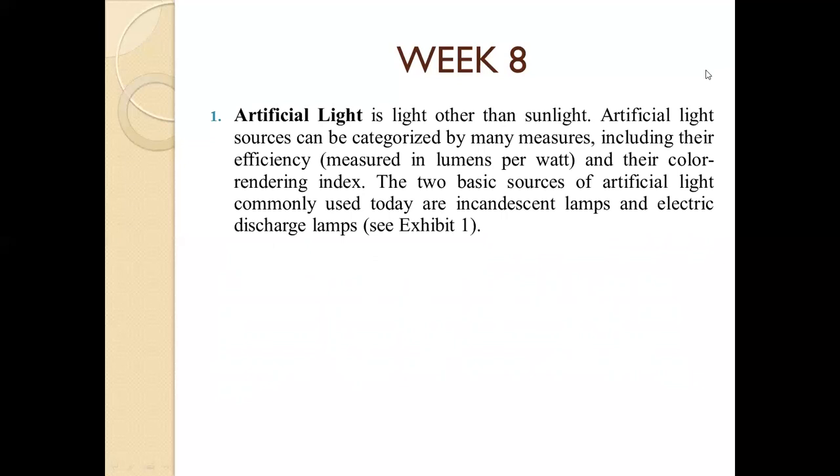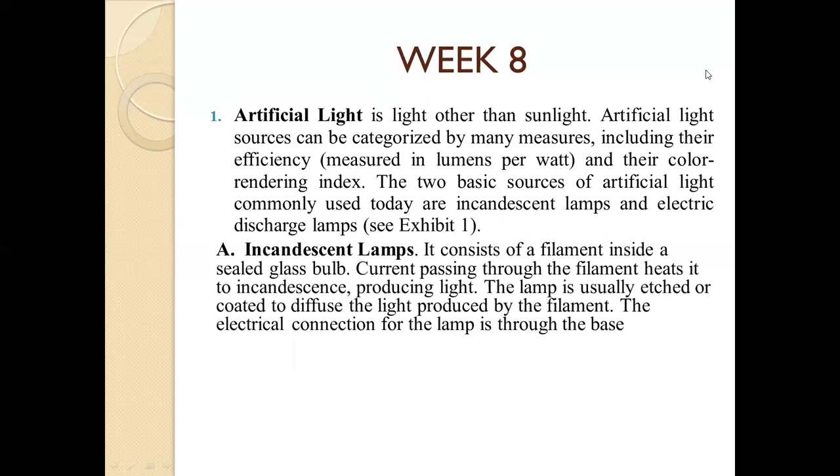So for artificial light, we have different sources. We have the incandescent lamps. We also have electric discharge lamps. For the electric discharge lamps, we have fluorescent lamps. We have other electric discharge lamps. So we have a lot of types of sources of artificial light. Let's first discuss incandescent lamps.